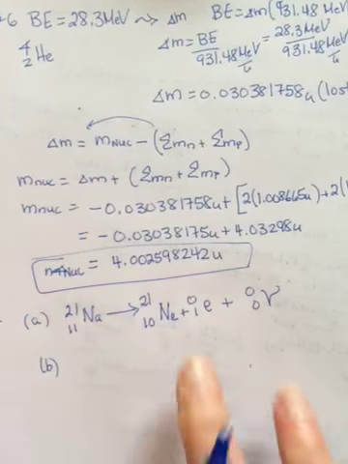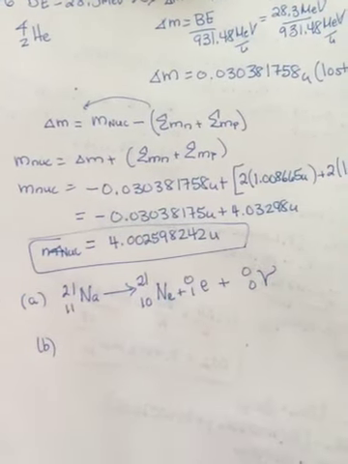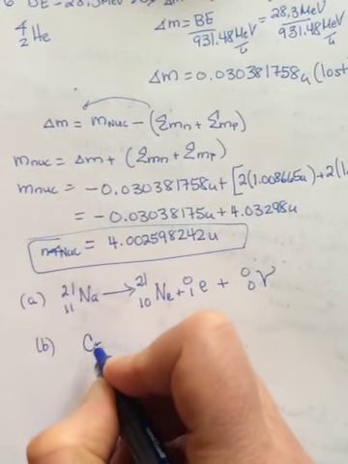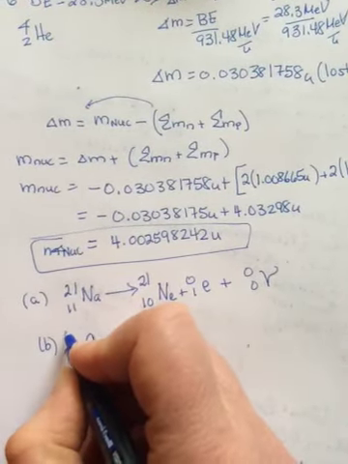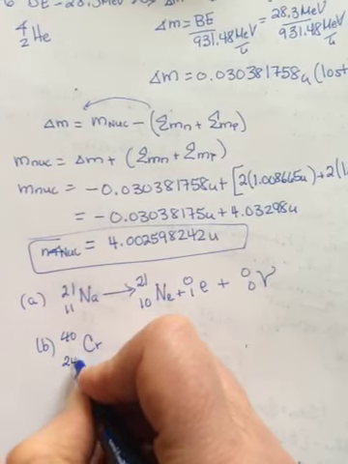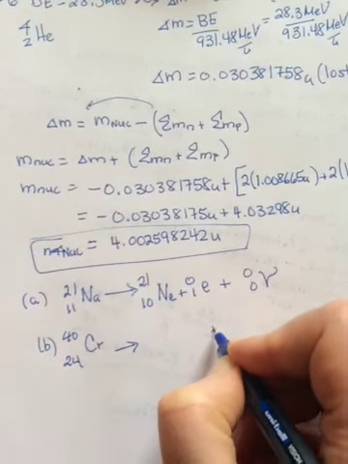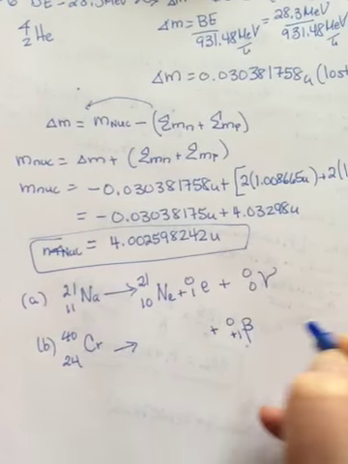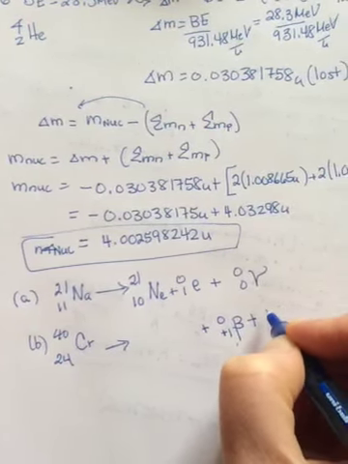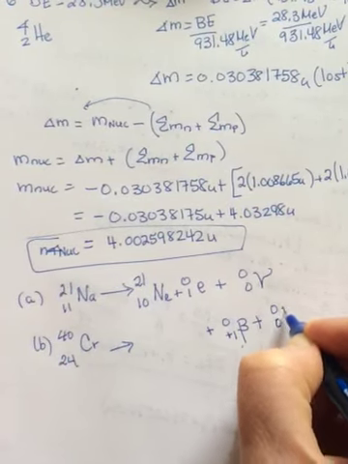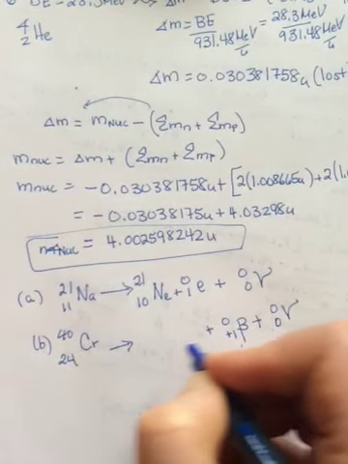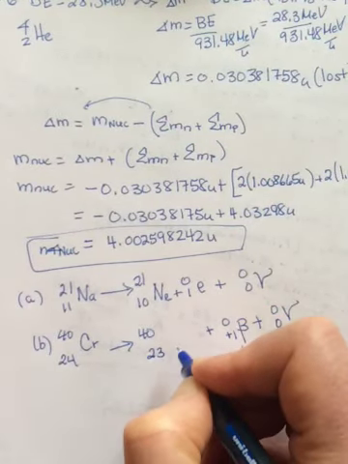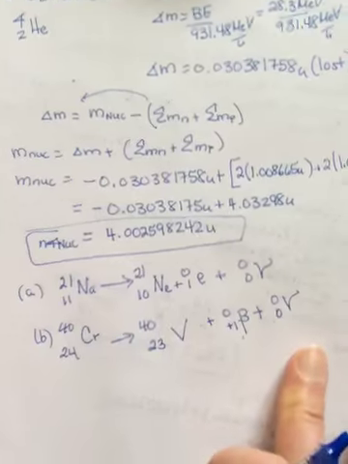Okay, B is chromium. So Cr, and it's 40, 24, emitting a positron. So this time I'm going to write it as beta, because remember it's positive beta decay, so you could also write it as beta. And a regular neutrino. On the top has to be 40, on the bottom has to be 23. Look it up in the periodic table.